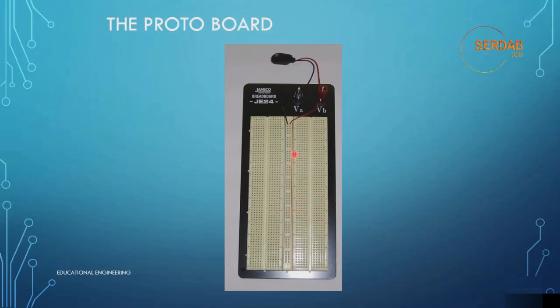While these two, blue and red, are called power rails. So from here to this pin, this is the negative power rail, and from here to here, this is the positive power rail. So if we place, let's say, 9 volt and ground, this is the ground wire and this is the 9 volt wire.